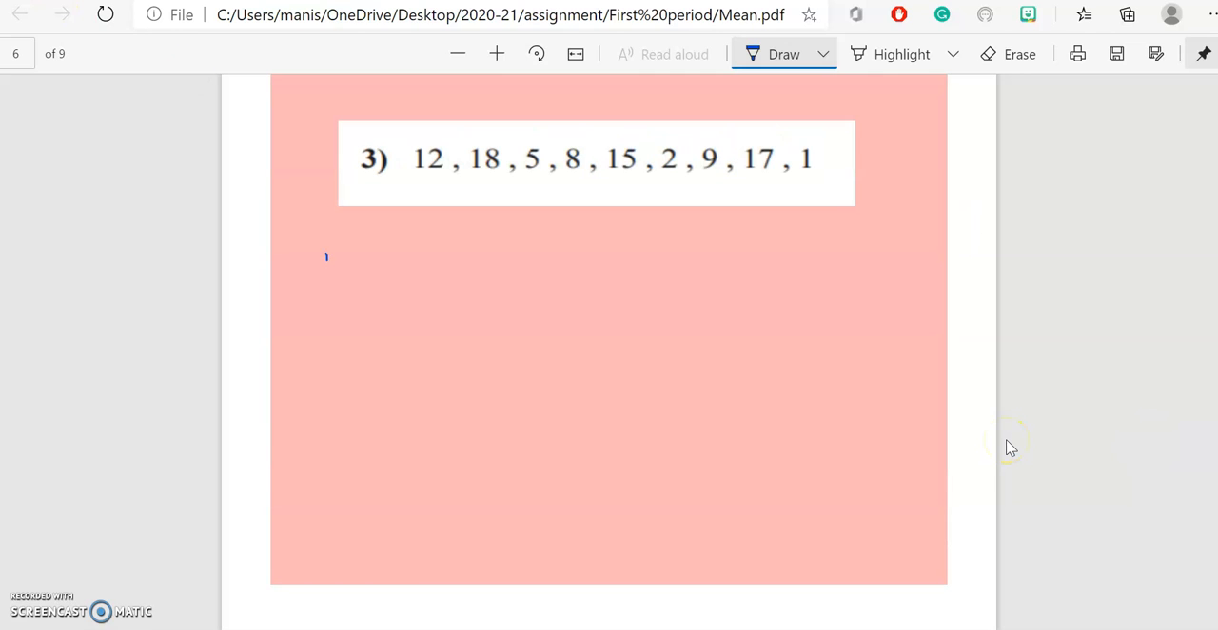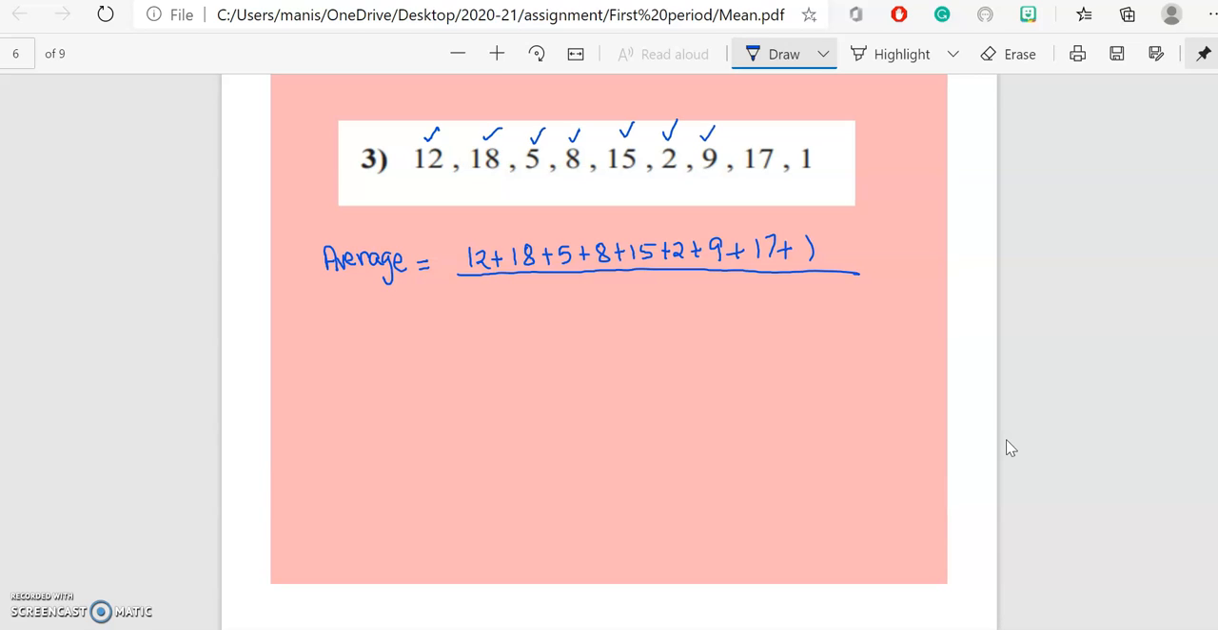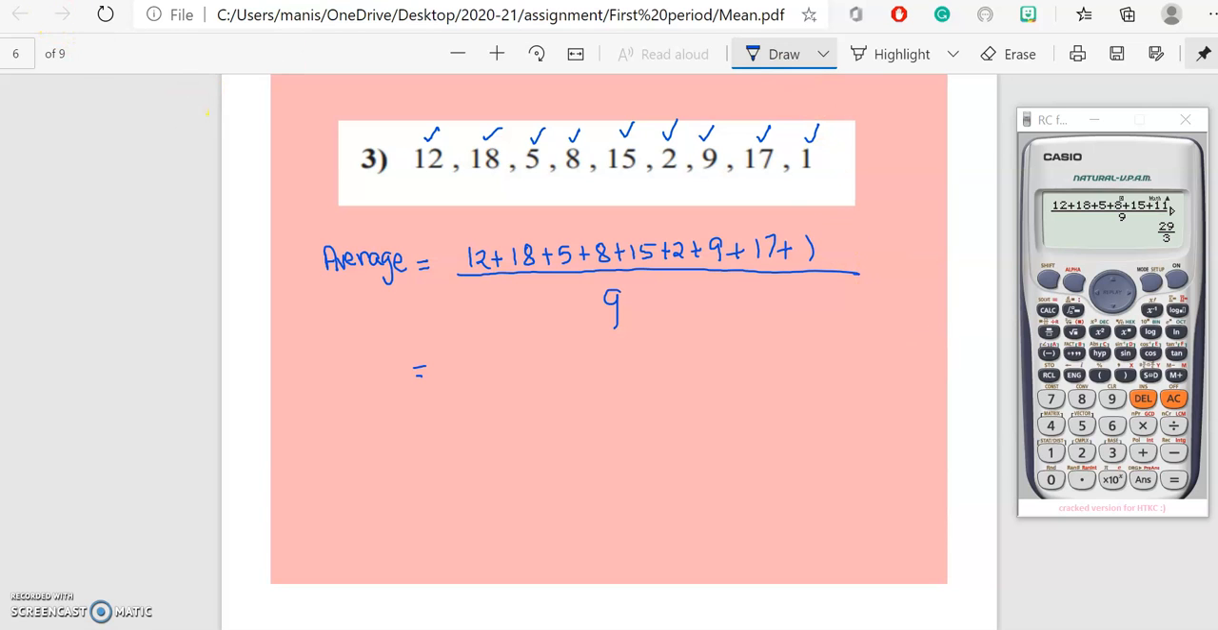Again, in this question we have been asked to find the mean. Mean and average are the same mathematical concept, only the name is different. How do you find the average? You add all the values which have been given to us: 12 plus 18 plus 5 plus 8 plus 15 plus 2 plus 9 plus 17 plus 1, divided by how many they are: 1, 2, 3, 4, 5, 6, 7, 8, 9. So I will use my calculator to enter these values and find the answer. I have added all of the values and divided by 9.